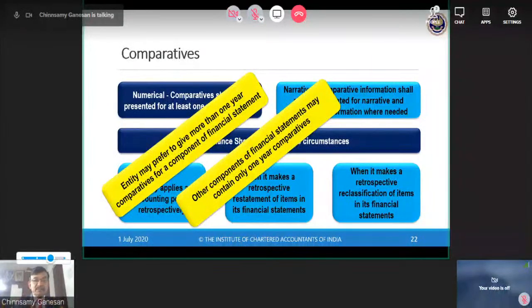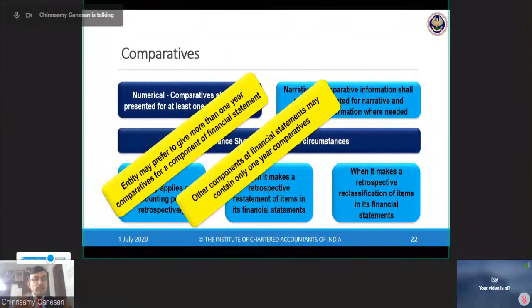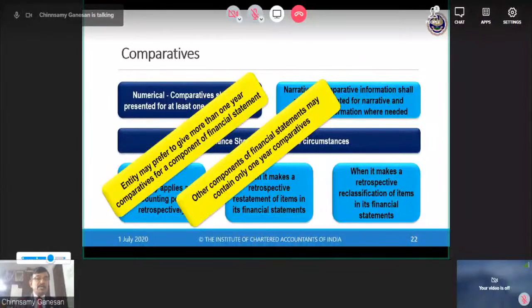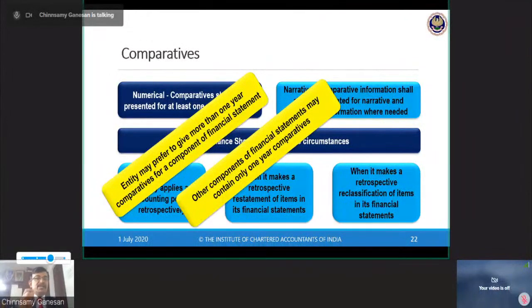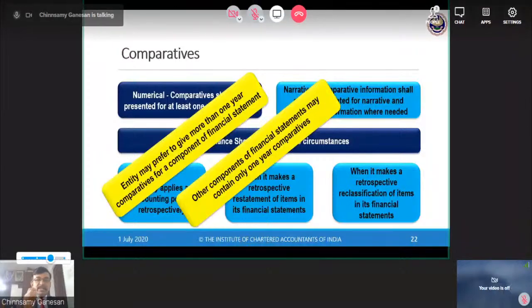So accordingly, it is left to the entity, when it gives more than 1 year comparative, which component they want to give. Some companies will give the balance sheet only, current year and comparative period. For P&L they may want to give 3 periods. Cash flow statement some entity may be giving. So which component of the financial statement they want to give is left to the discretion of the entity. And other components of the financial statement can contain only 1 year comparative.